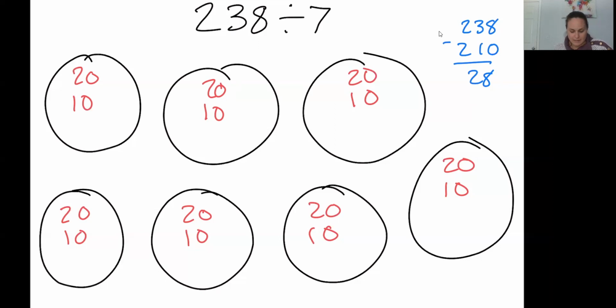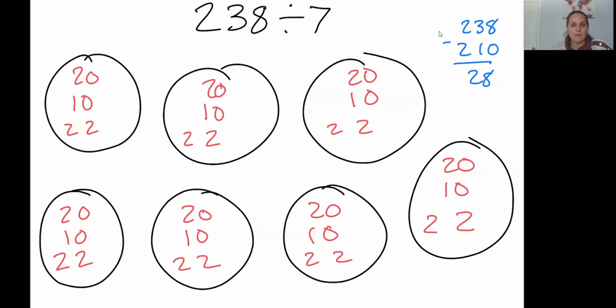So I'm at 210, 212, oops, wrong color. 212, 214, 16, 18, 20, 22, 24, almost there. 226, 228, 230, 32, 34, 36, 38. Okay, so now I've got them all divided up.